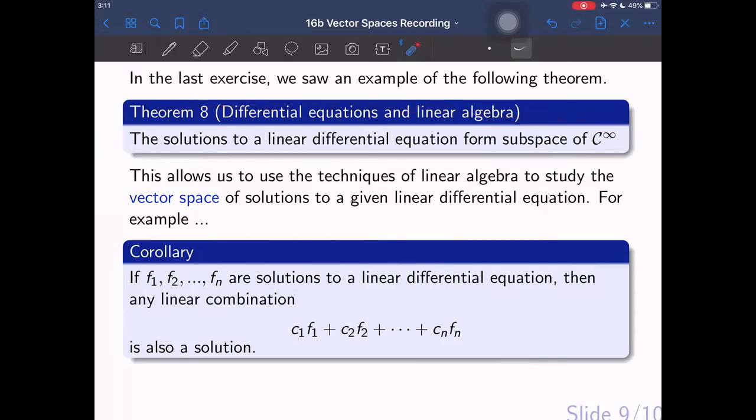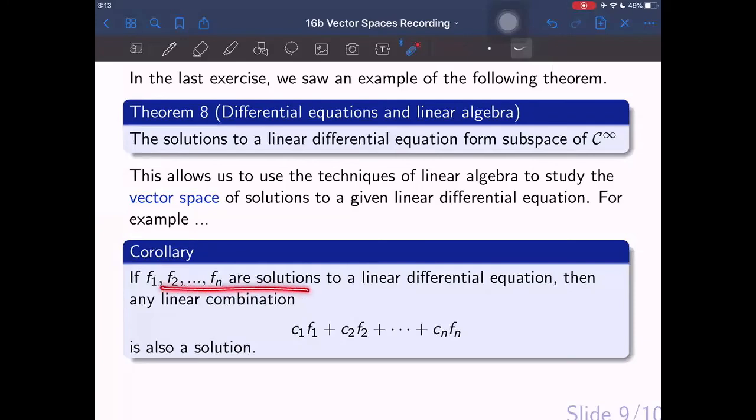I'm not going to give you the definition of a linear differential equation. I only wanted to tell you about an application of vector space theory to differential equations. This theorem allows us to use the techniques of linear algebra to study the vector space of solutions to a given linear differential equation. For example, here is a big theorem in differential equations.